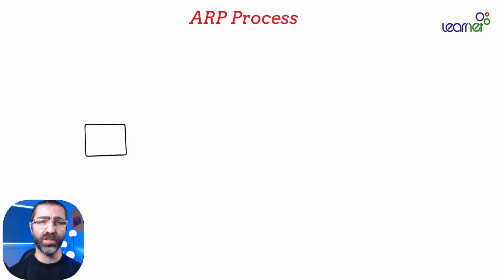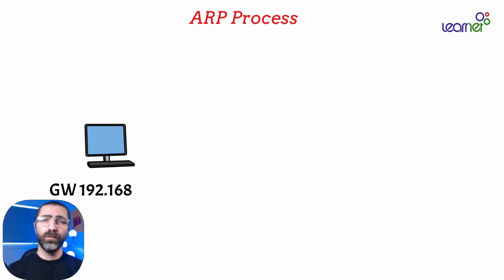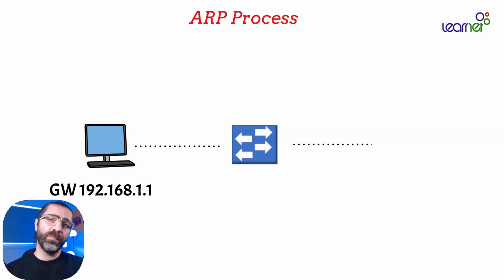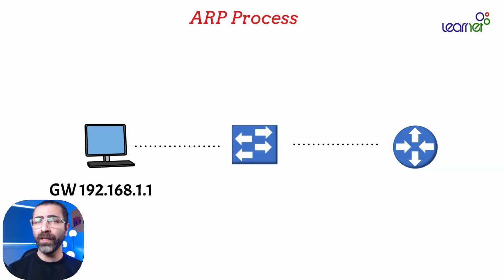Before diving into DAI, let's review the ARP process once again. For example, when your computer has an IP address of 192.168.1.something and the gateway set on the computer is 192.168.1.1, and that computer wants to talk to the outside network, for example an internet service, it's out of my LAN subnet, so I need someone to take me to that, and that is my gateway, which is 192.168.1.1, for example.